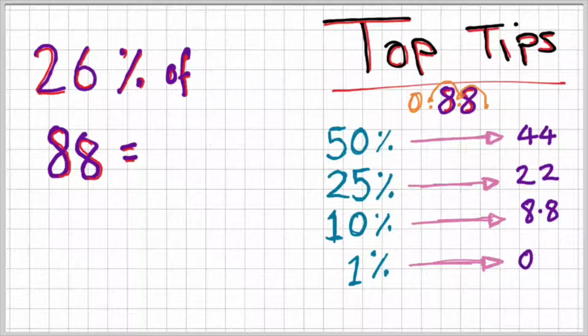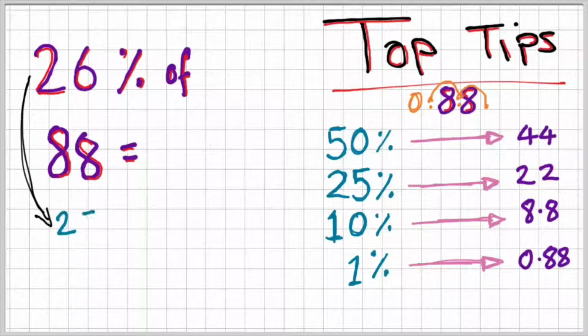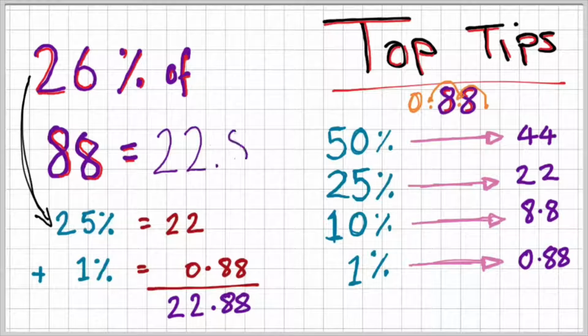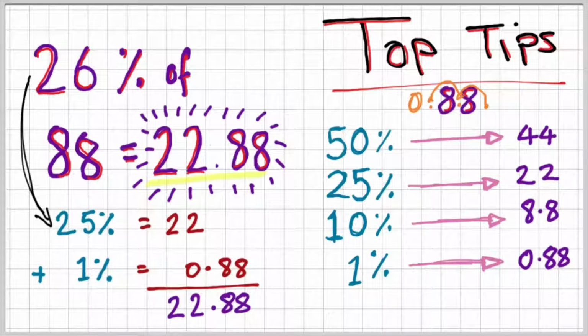And then the 1% would be to move the decimal again to the left one place, which will give us 0.88. So what we're going to do in this example then is we're going to do 25% plus the 1%, which is 22 plus the 0.88. Now another top tip, when you're doing the addition, make sure you place the digits under the correct place value. That way when you do the addition, you're not going to make any silly mistakes. So 26% of 88 is 22.88.